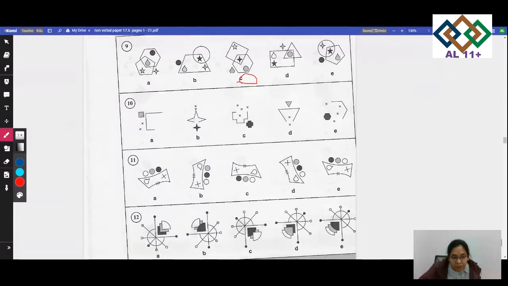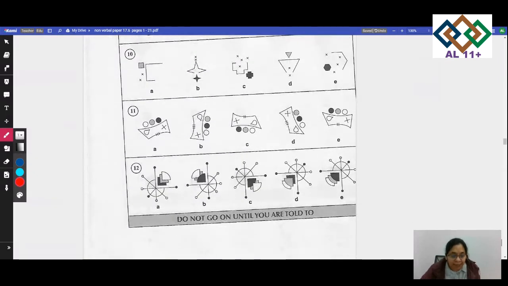Number 10 now. In number 10, what's happening? If you look at number 10, they are looking at the stars and all these things. In number 10, all the other shapes, the number of crosses is the same as the number of lines needed to complete the last shape. So if you need to complete the shape, your dots are the same. The crosses are the same.